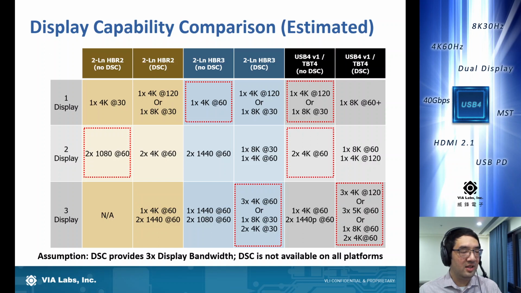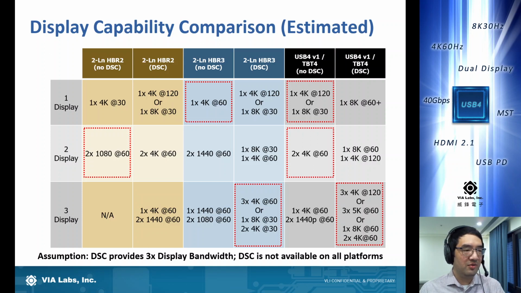Right now, we've seen a lot of these 2-lane HBR3 products with DSC attached to a DisplayPort multi-stream hub, an MST hub. In that use case, you can get up to three 4K 60s. With USB 4, one of the most interesting things is that without compression, we can do a single 4K 120, so a single high refresh rate 4K. And if we do compression, we can get beyond 8K 60. We think it's roughly maybe 8K 90 or so.